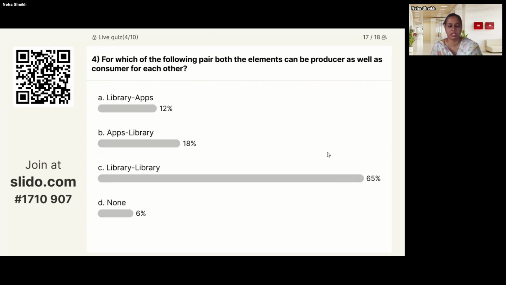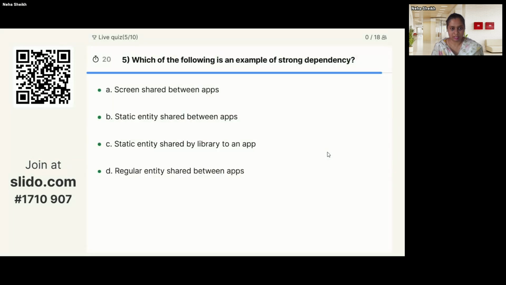Okay. The answer is C, library to library. That means a library can be a producer for another library or it can be a consumer of another library. Right? So maximum people got it correct. That's good. The answer is C. Let's see the next question. Which of the following is an example of strong dependency?